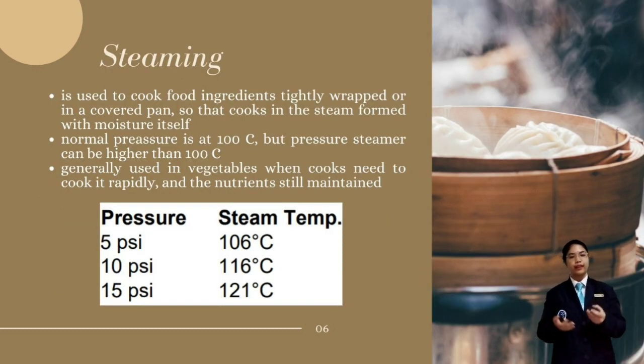The third one is steaming. Steaming is used to cook food ingredients tightly wrapped or in a covered pan so that it cooks in steam with its own moisture. The normal pressure is at 100 degrees Celsius, but a pressure steamer can go higher than 100 degrees Celsius. Steaming is generally used for vegetables, when cooks need to cook them rapidly and maintain the nutrients. And there is the diagram of pressure based on the steam temperature.